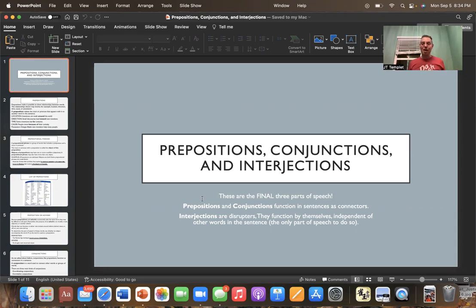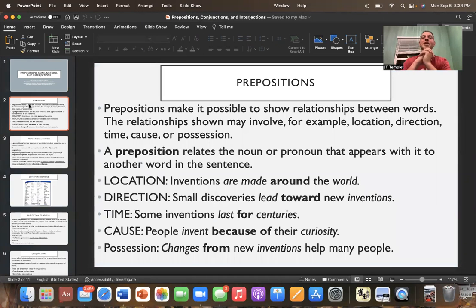It's going to function by itself, independent of other words in the sentence. And really, it's the only part of speech that does so. So it's kind of unique. Our first part of speech is the preposition.